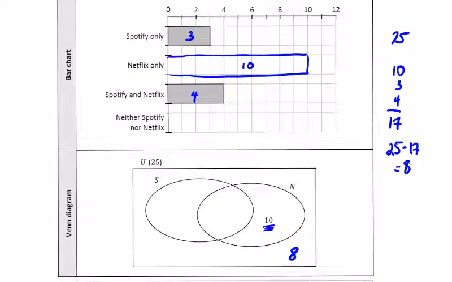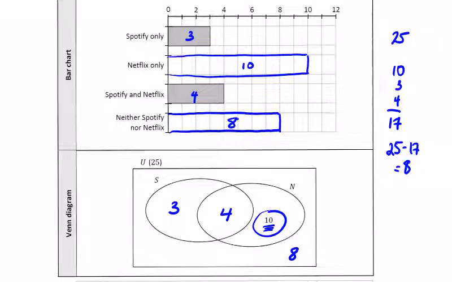We can then put that on the bar chart. And here, just put your ruler, make sure you're up against 8 and not 7. And then we can fill in the other information down below. Spotify only is 3. Spotify and Netflix is 4. Just double check. Netflix only 10. Yes. 3 and 4, 7 and 10 is 17, and 8 is 25. So we're all looking good here for this question.